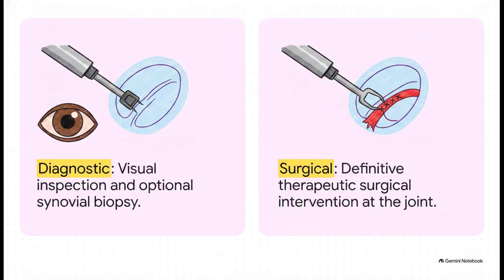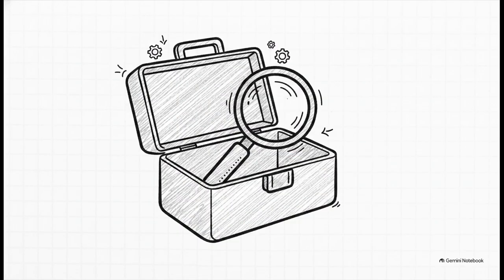Surgical, or therapeutic arthroscopy, on the other hand, means a definitive intervention actually happened at the joint, like repairing a tear or shaving down bone. And that brings us to rule number 2.